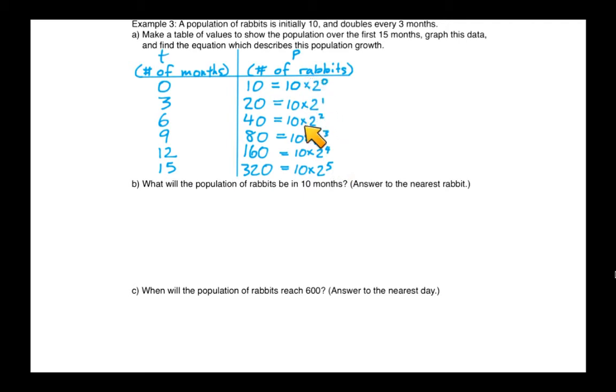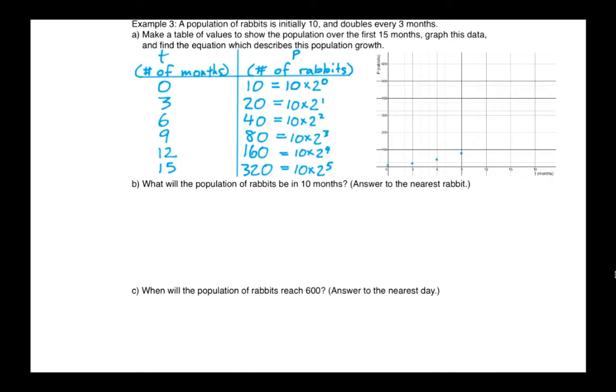So all of these population values follow this rule. It's the initial population times a power of 2, raised to the exponent, which is not exactly the number of months, but the number of 3-month periods that have gone by. Notice that? Okay, so let's take a look at doing a graph here.